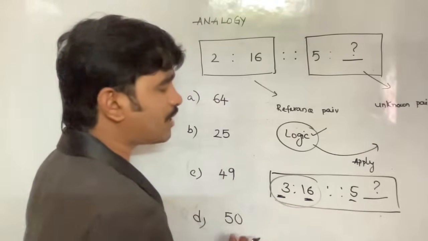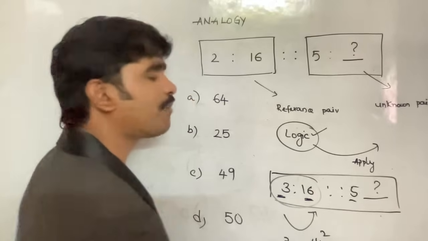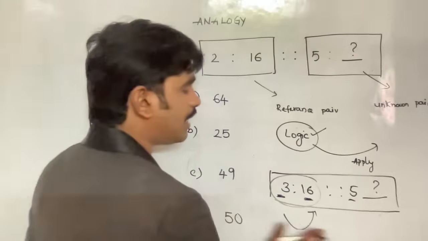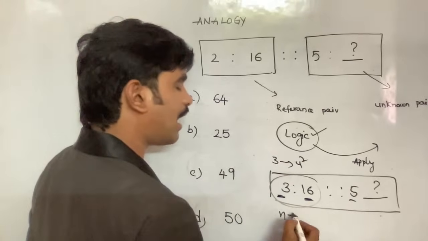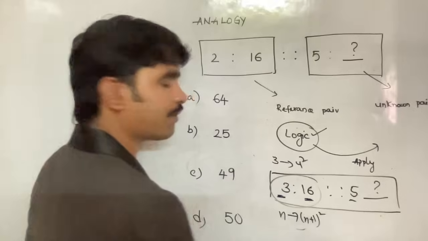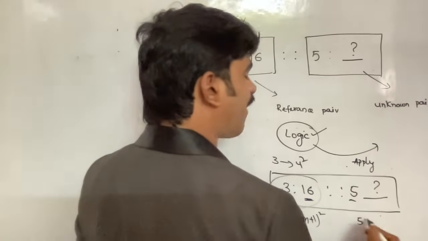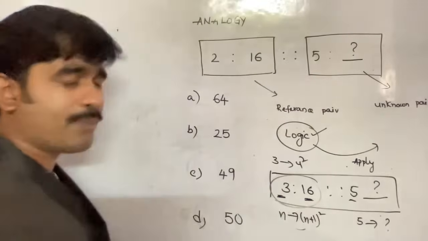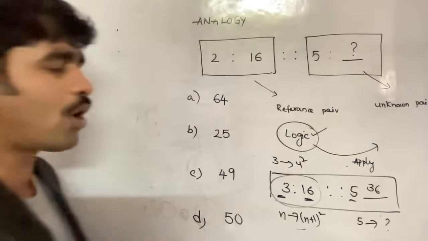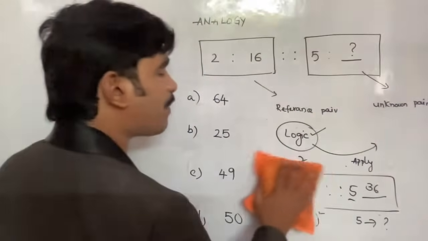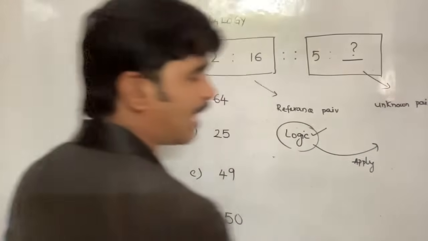So 3, 16: you can understand 3 is going to be 4 square. 16 is a number we can write as 4 square. 3 becomes 4 square. So what is the logic here? A number n becomes n plus 1 whole square. The same logic we can apply here. 5 will become what? 5 plus 1, 6 square, the answer must be 36. So how do we solve this? We have a reference pair, understand the logic in the reference pair, and apply the same logic to get the answer.